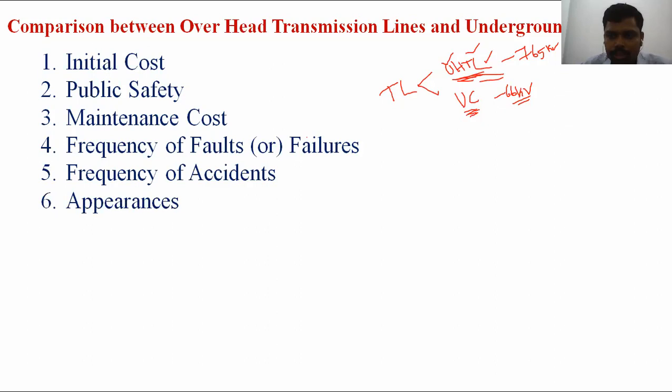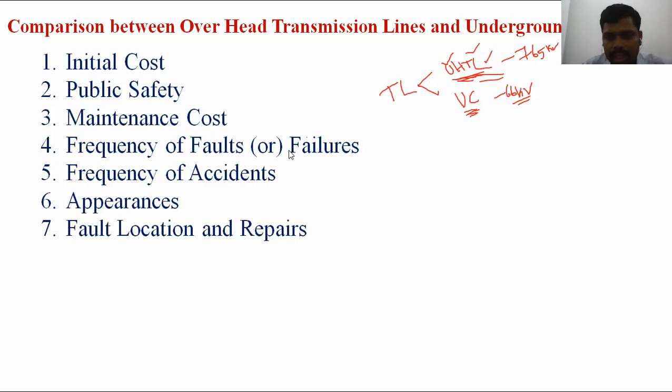And appearance, that is, visibility. In underground cable, all the conductors are in the trench and not visible, so the look is good. But in the overhead transmission line, the conductors are connected zigzagly and a number of tappings are there. That is, the look is not good. Appearance is not good in the overhead transmission line. The appearance is good in the underground cable.